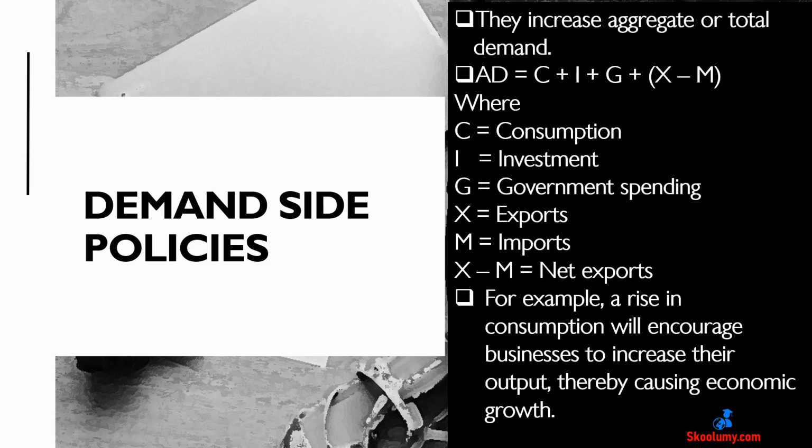Demand-side policies are policies that increase total demand or aggregate demand. Aggregate demand is the sum of consumption, investment, government spending, and net exports. A rise in any of the components will increase the economy's output. For example, a rise in consumption will encourage businesses to increase their output to meet the demand, thereby causing economic growth.